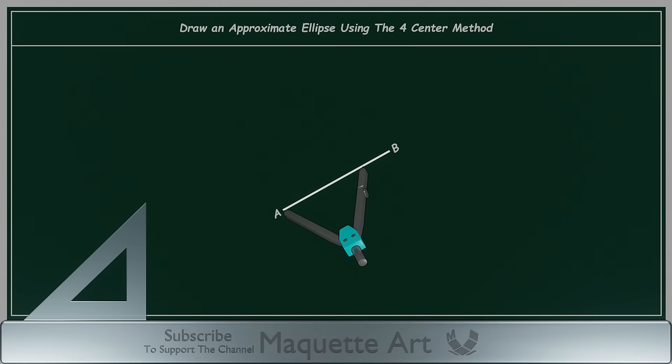Now, using points A and B as the centers, and without changing the radius, draw two arcs like this. Make sure that the two arcs intersect each other. Now do the same on the opposite side of the line. Finally, when connecting those two points, we get a perpendicular bisector to line AB.